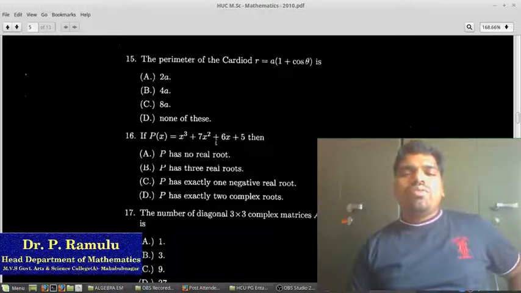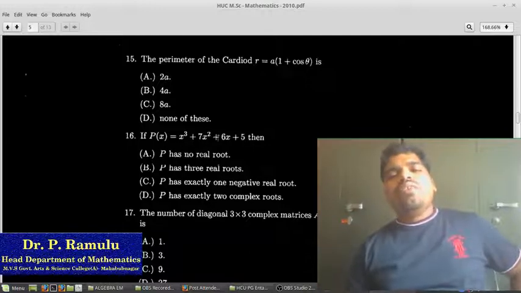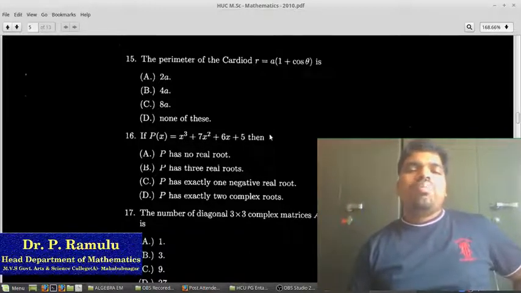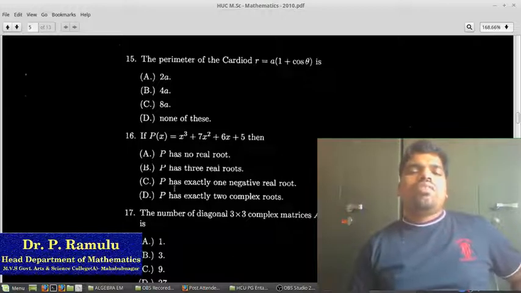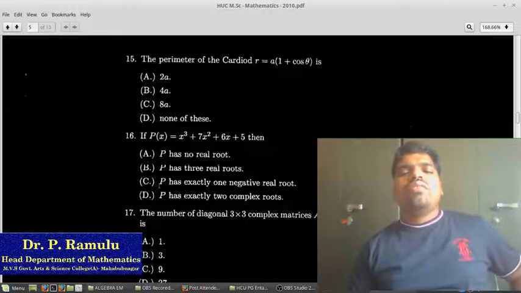ఈ బహుపది తీసుకున్నప్పుడు దీనికి ఖచ్చితంగా ఒక నెగిటివ్ వాస్తవ మూలం కలిగి ఉంటుంది. మిగతావి కాంప్లెక్స్ వస్తాయి, కాబట్టి దీనికి కాంప్లెక్స్ మూలాలు రెండు వస్తాయి, ఒకటేమో నెగిటివ్ వస్తుంది, మిగతా ఏమో కాంప్లెక్స్ వస్తాయి. So answer is C is correct.